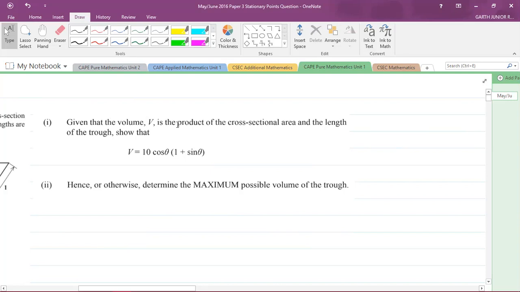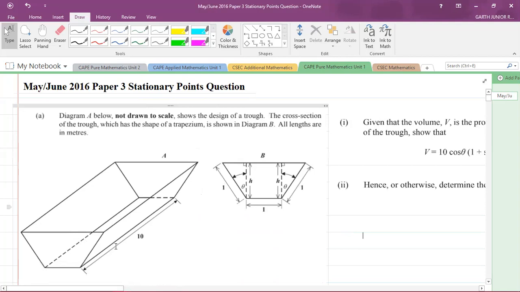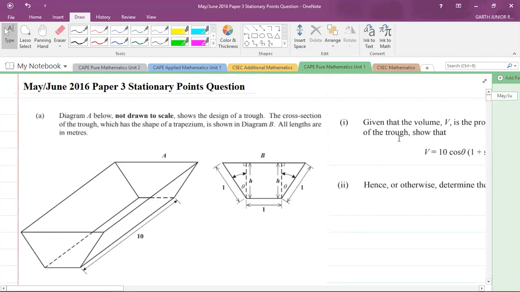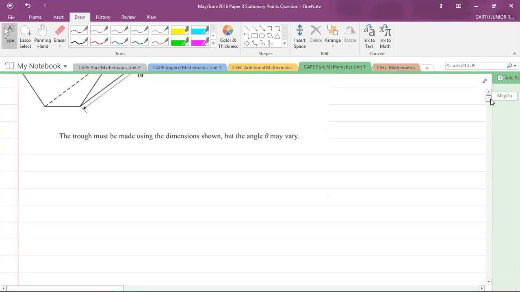The first part of the question says, given that the volume V is the product of the cross-sectional area and the length of the trough, show that V is equal to 10 cos theta multiplied by 1 plus sine theta. Part 2 says, hence or otherwise, determine the maximum possible volume of the trough. Let us do part 1. It's a 15-mark question; part 1 is 5 marks and part 2 is 10 marks, so we're going to be here for a while.